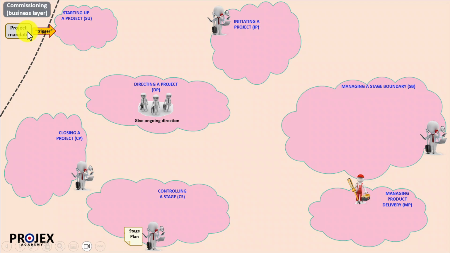At a high level, it should state what the benefits are expected or are there any constraints. This mandate will be further refined in the starting up a project process to become what's known as the project brief. More of that shortly. The project brief, in and of itself, will later be refined when we're into the initiation stage, into the Project Initiation Documentation, or PID as it's known.